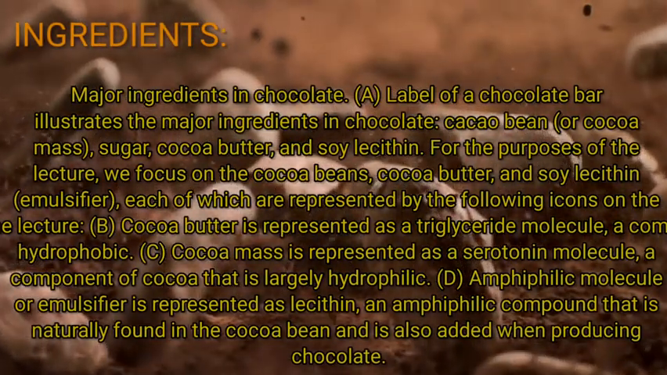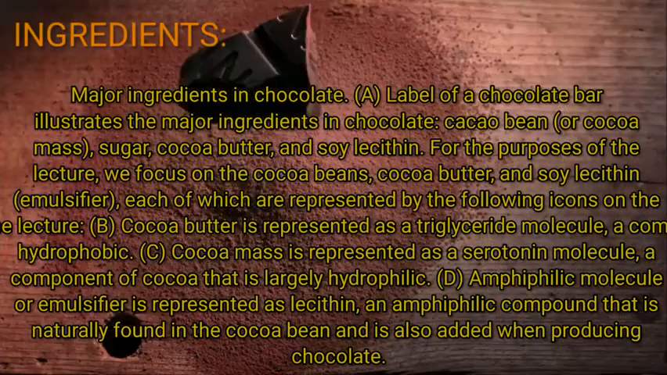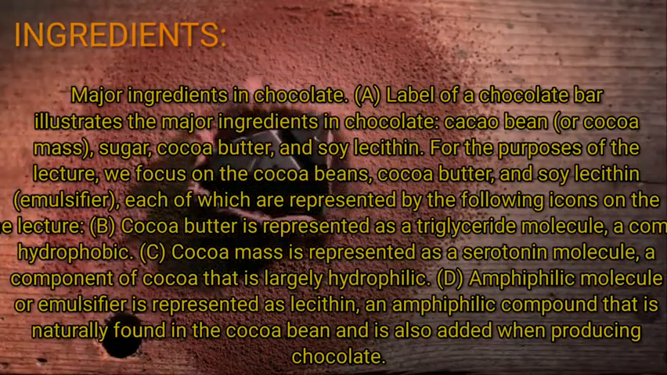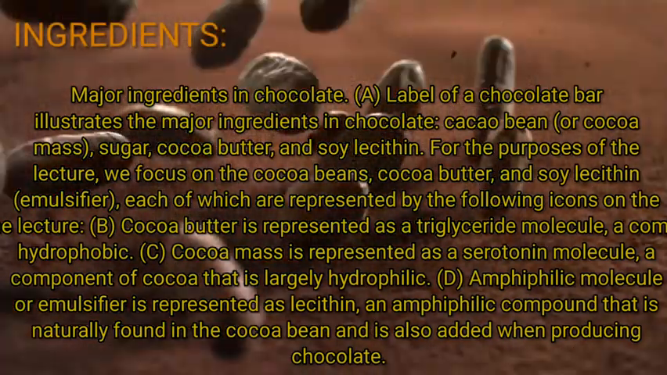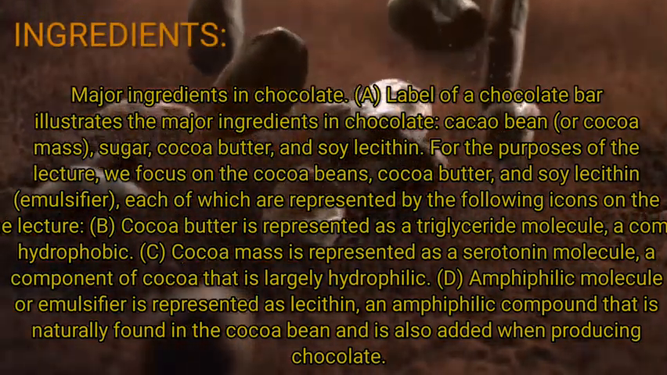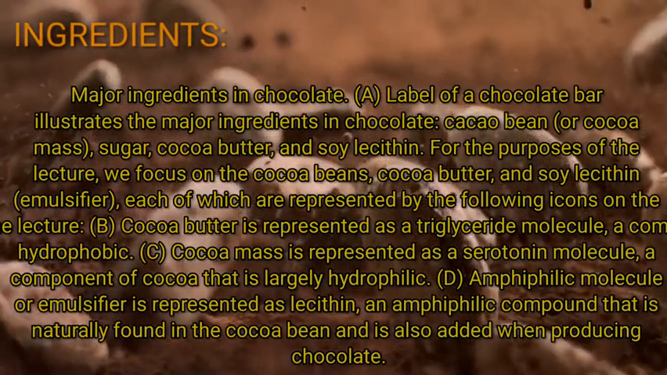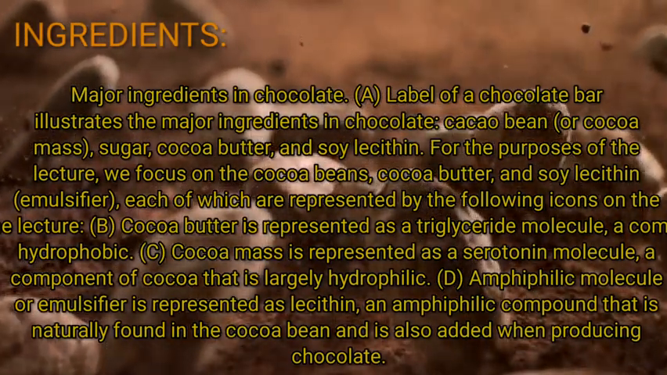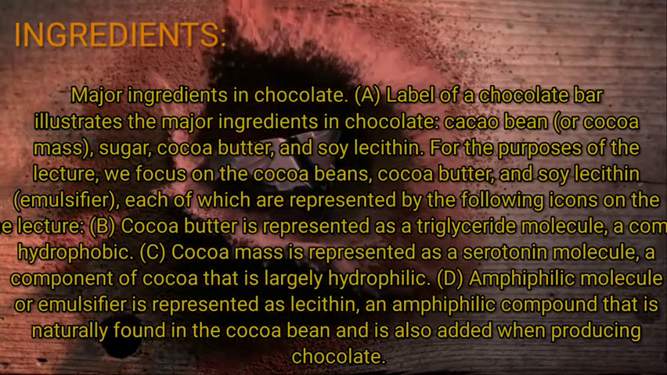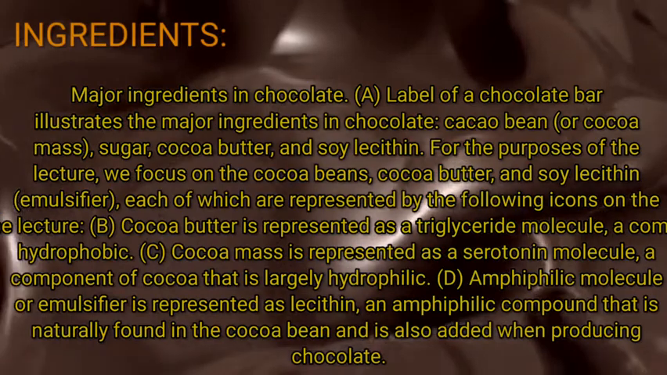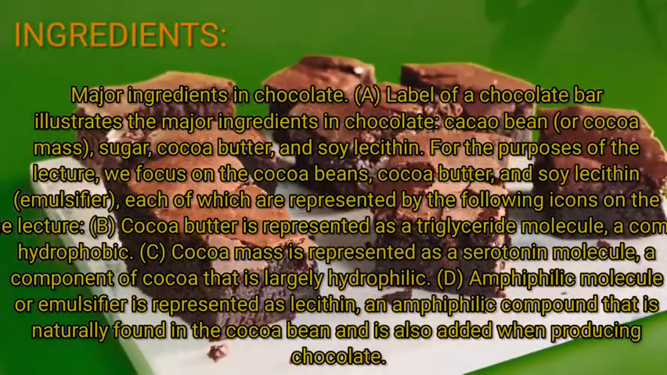Here are some ingredients with science. You need cocoa bean, which is also called cocoa mass, sugar or jaggery, cocoa butter, and soy lecithin. Here, cocoa beans, cocoa butter, and soy lecithin act as emulsifiers. Cocoa butter is represented as a triglyceride molecule and it is highly hydrophobic too. And cocoa mass is represented as a serotonin molecule. This is more hydrophobic than cocoa butter.